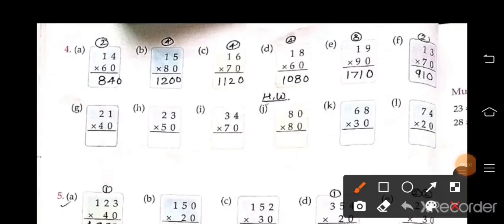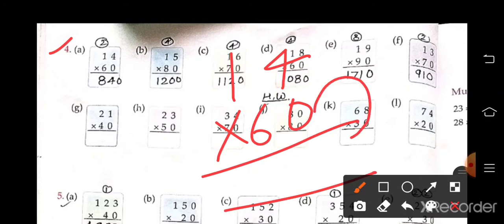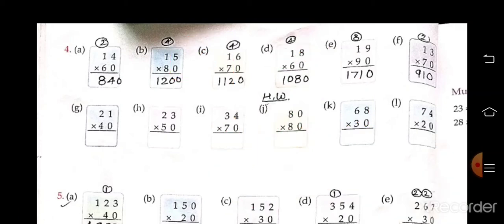Now the next page. Now question number 4, A part, 14 multiply 60. So first you can write 0 at the last. Now multiply 6 by 4. 6 fours are 24, 4 here, carry 2. 6 ones are 6 and add carry 2, so 8. 840 is the answer. Okay.